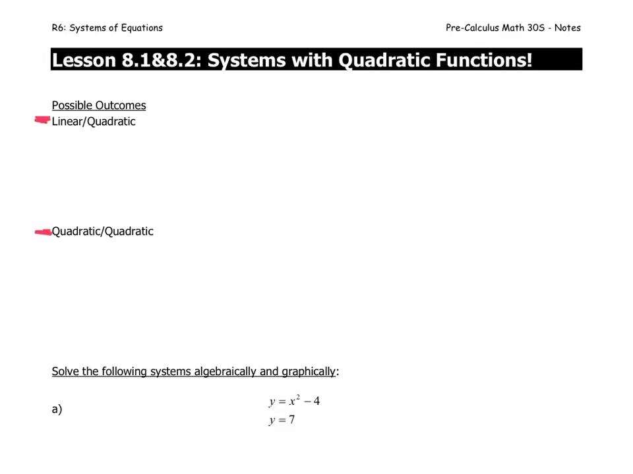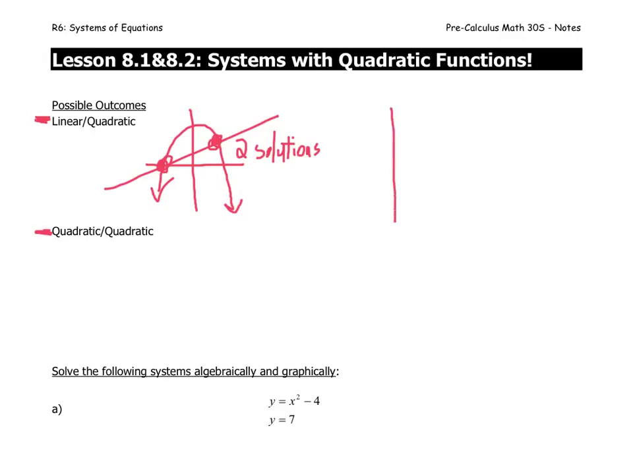A linear quadratic system means that you'll have a line and a parabola. Let's imagine the graphs here. A lot of us picture a parabola and a line, and look, they meet once, they meet twice. So we could have two solutions. But there are other possibilities. It's possible that your line might be down here, and your parabola is way up there, and now you have no solutions.